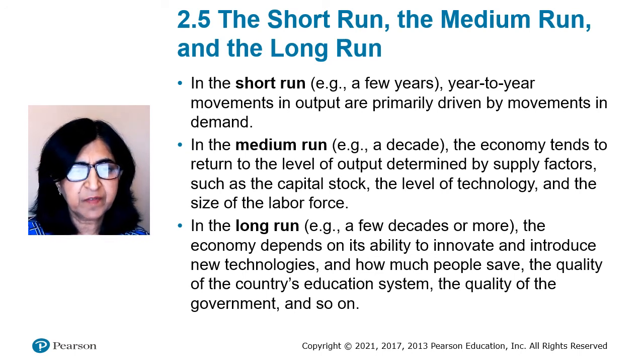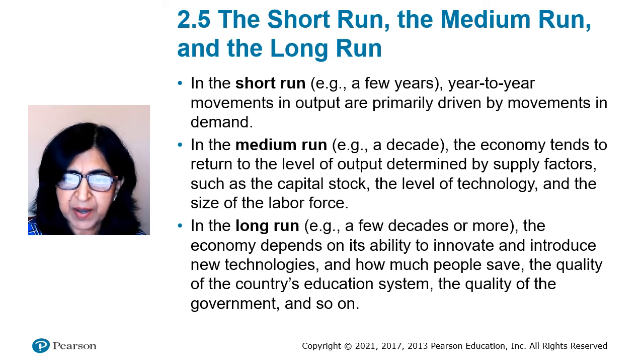Section 2.5. The short run, the medium run, and the long run. What determines the level of aggregate output in an economy? Consider three answers. One, movements in demand for goods. Two, how much the economy can produce, i.e. supply, depending on productive capacity of the economy, or the level of technology of the country. Three, the ability to innovate and introduce new technologies, the size of the capital stock, and the education system, i.e. technological change. Each applies over a different time frame.